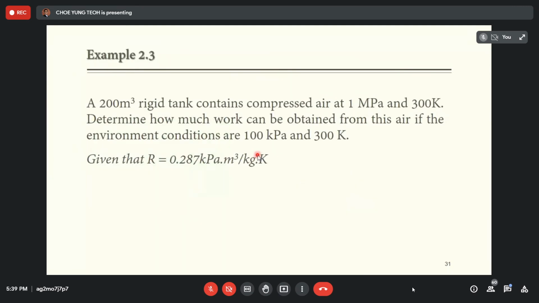Okay, let's try this example. A 200 meter cube rigid tank contains compressed air at 1 megapascal, this is the pressure, and 300 Kelvin temperature. Determine how much work can be obtained from this air if the environmental condition is 100 kilopascal and 300 Kelvin. So 100 kilopascal is the atmospheric pressure, and 300 Kelvin is also the atmospheric temperature. And you are given R is 0.287 kilopascal meter cube per kg Kelvin.